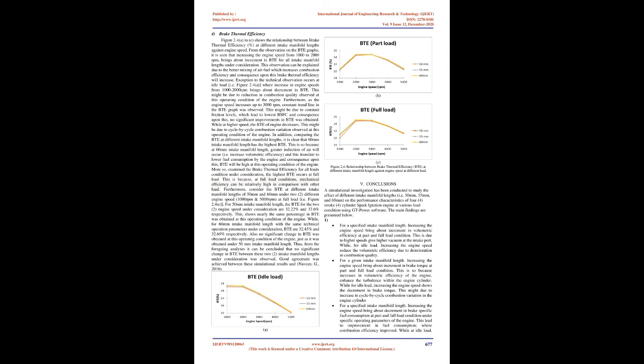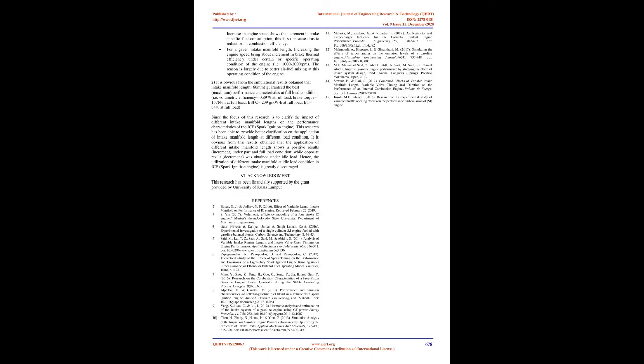Furthermore, consider the BTE at different intake manifold lengths of 50 mm and 60 mm under two different engine speeds, 1000 rpm and 5000 rpm, at full load, i.e. figure 2.4, c. For 50 mm intake manifold length, the BTE for the two engine speeds under consideration are 32.22% and 32.6% respectively. This shows nearly the same percentage in BTE was obtained at this operating condition of the engine.